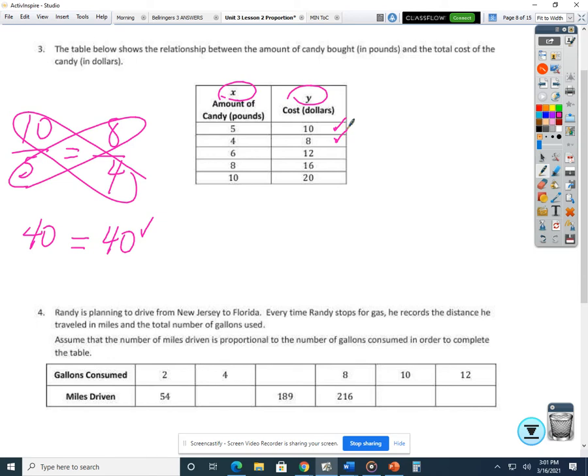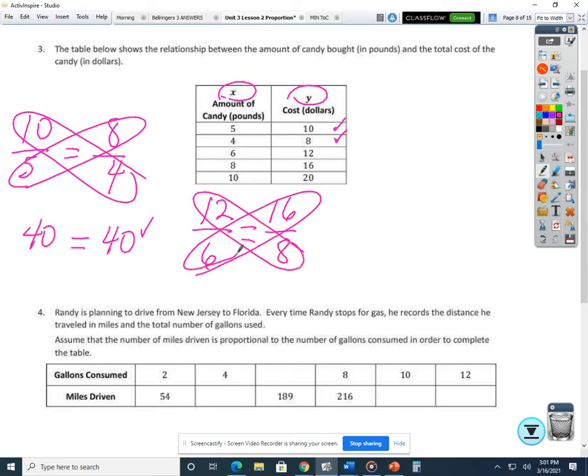Looking at our next two, we have 12 over 6, we have 16 over 8. Cross multiply, our means, 12 times 8 is 96. Our extremes, 6 times 16 is also 96. Those are equal, so those two are proportional to each other.